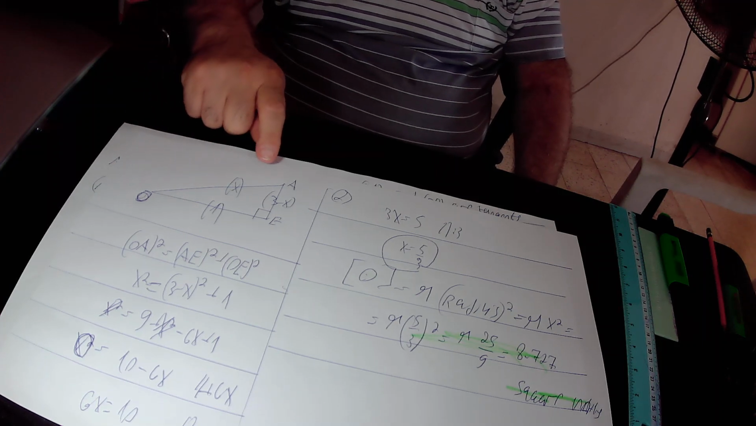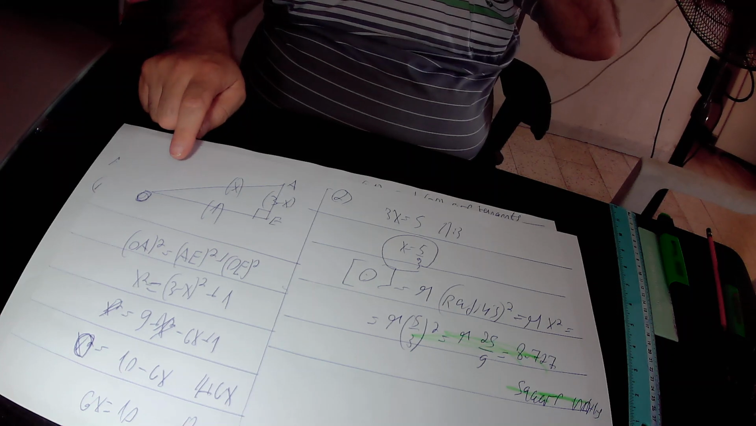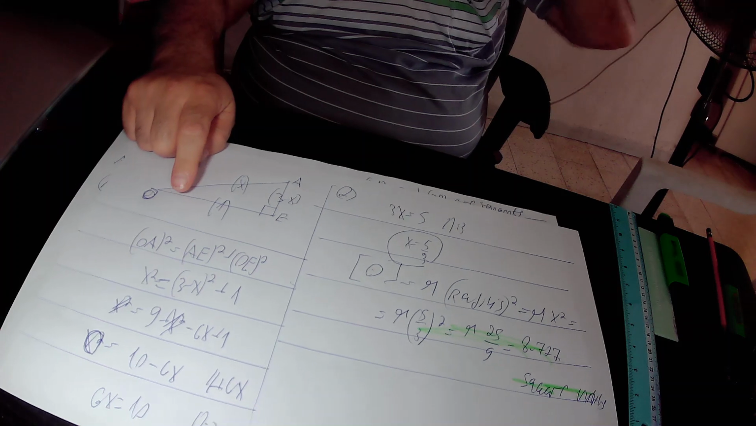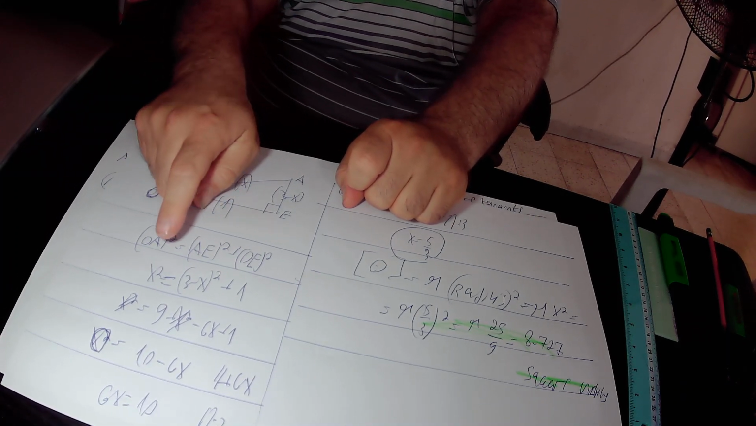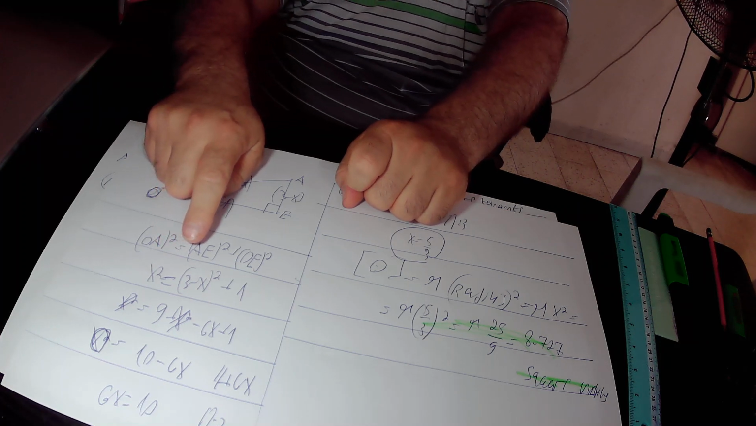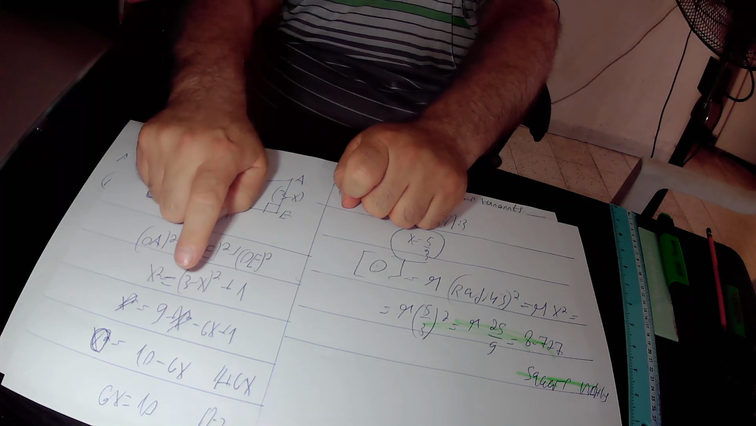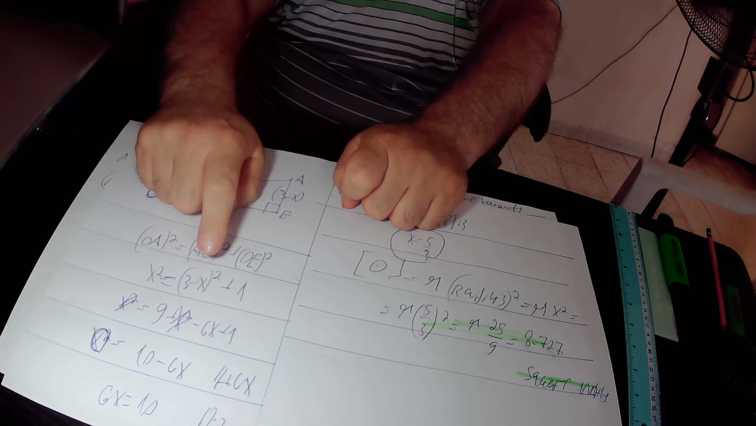AE is 3 minus X, therefore AE squared is (3 minus X) squared, plus OE squared. OE is 1, therefore OE squared is 1 squared, that is 1. So in total, we found that X squared equals (3 minus X) squared plus 1. (3 minus X) squared equals 3 squared, that is 9, plus X squared, plus 2 times 3 times X, that is minus 6X, plus 1.